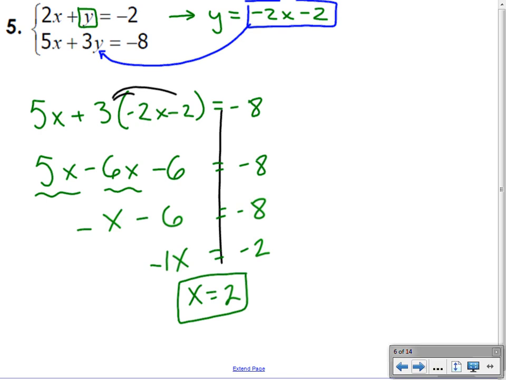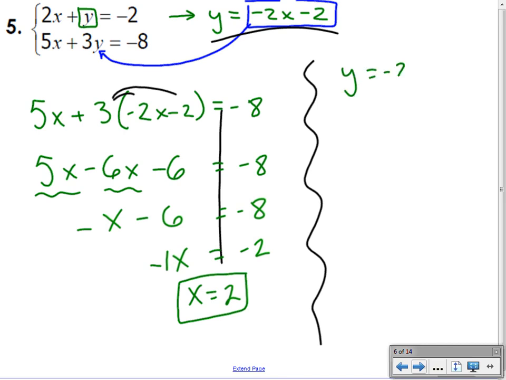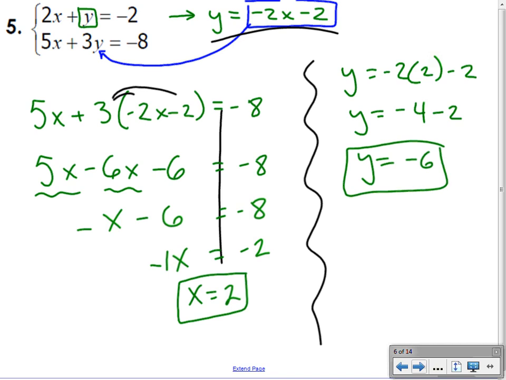So we find y by taking that x value and plugging it back in. Now, it's going to be easiest to plug it into my rearranged top equation because it's already solved for y. So we would get y equals negative 2 times 2 minus 2, which gives us negative 6. So our solution here is 2, negative 6.